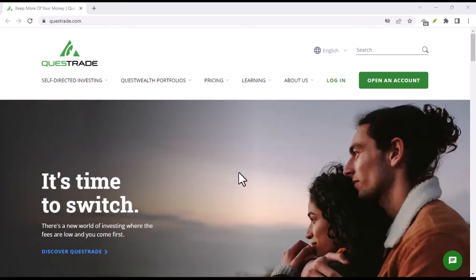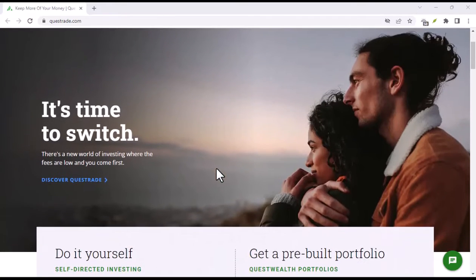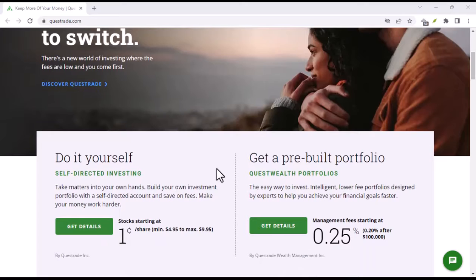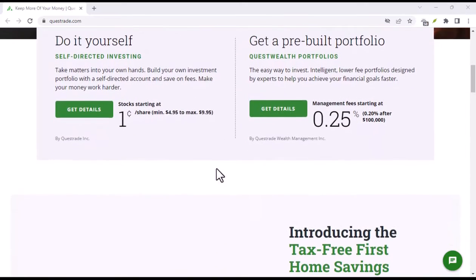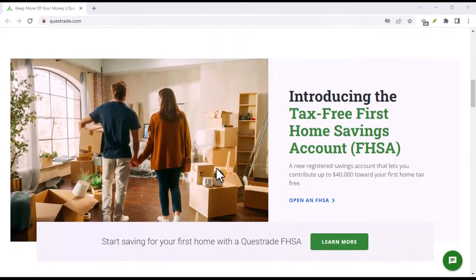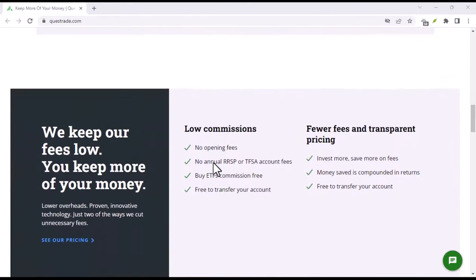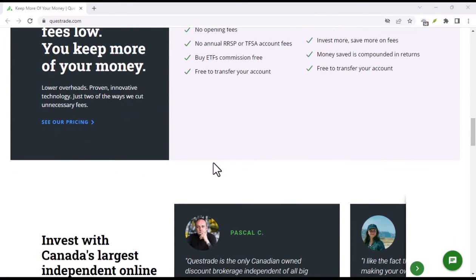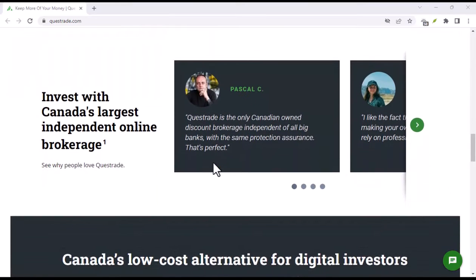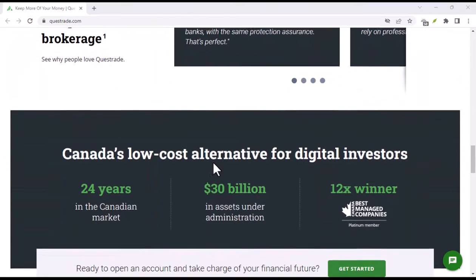You've opened your Questrade account, you've done your research, you're ready to dive into the world of investing, but now what? How do you actually get your hard-earned money into your Questrade account so you can start buying stocks, ETFs, or whatever assets you've got your eye on? So, let's get into the nitty-gritty of how to fund your Questrade account.